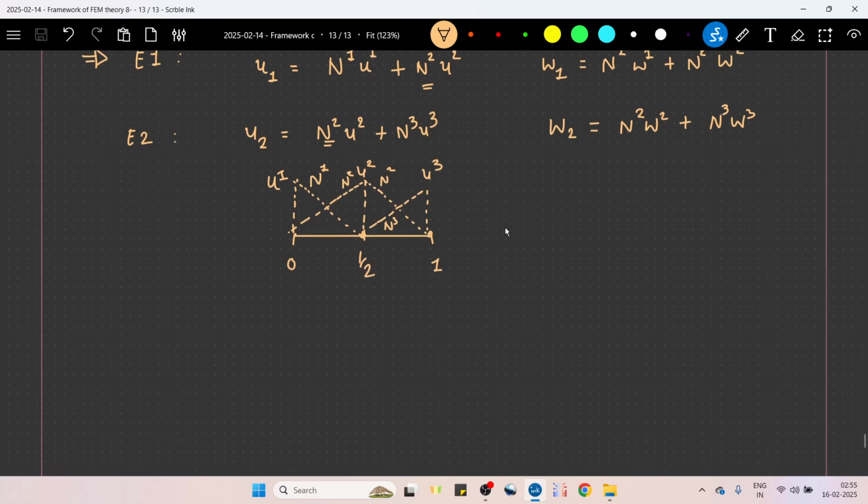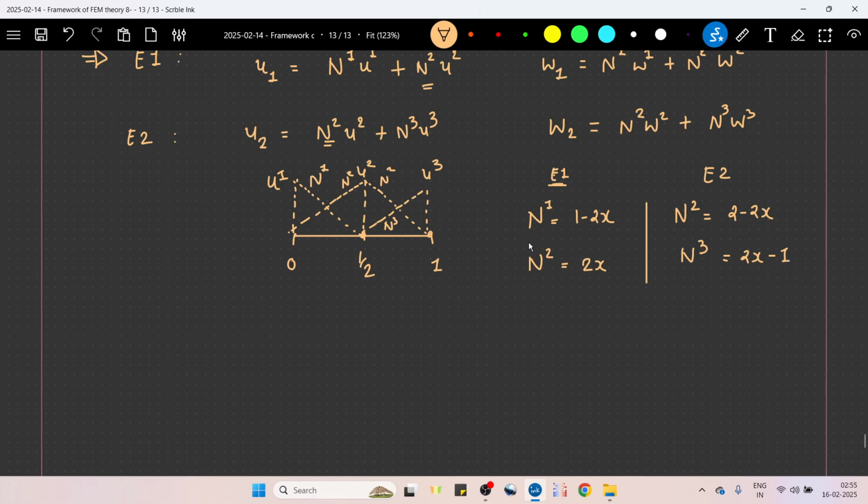Okay, so I'm just going to write it. And so n1, this is for element 1: n1 is equal to 1 minus 2x, n2 is equal to 2x. For element 2, n2 is equal to 2 minus 2x, and n3 is equal to 2x minus 1.